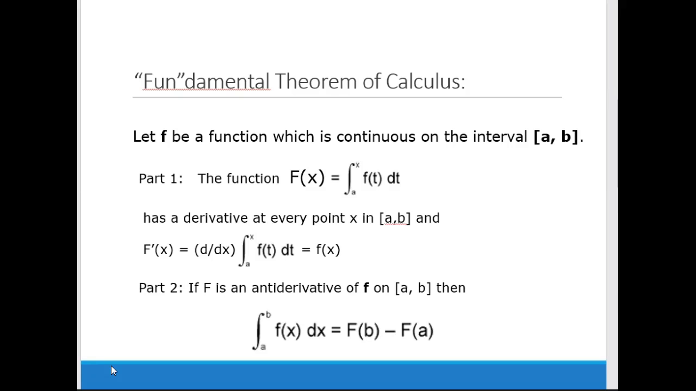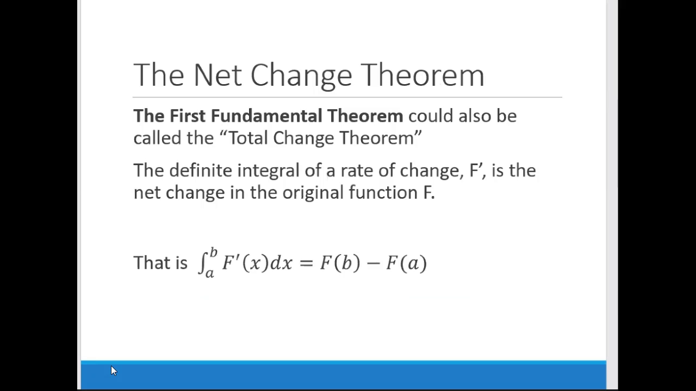Part two of the fundamental theorem of calculus actually has a second name. Sometimes we call it the net change theorem, or the total change theorem. And what it says is that the definite integral of a rate of change is the net change in the original function.